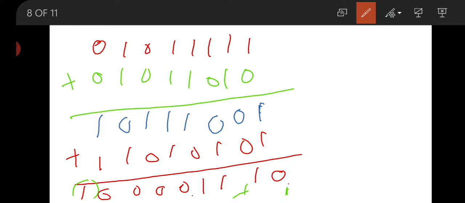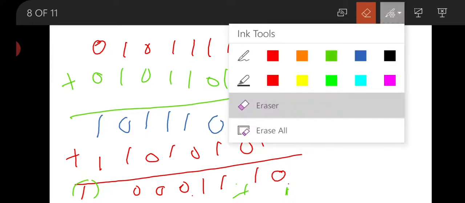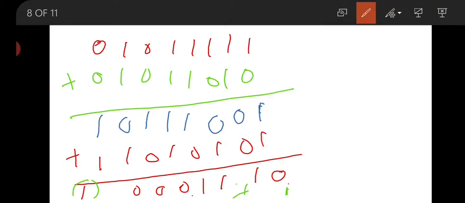Now check the sum again. 1 plus 1 is 0, carry bit 1, 0 plus 0 plus 1 is 1. Here 1 plus 1 is 0, carry bit is 1, and again 1 plus 1 is 0, carry bit is 1, and 1 plus 1 is 0 and 1 carry bit. We have calculated the carry bit also. This is the most important thing in calculating the sum. Your sum must be correct, because 1 plus 1 is 0 and 1 carry bit. This is the extra bit.